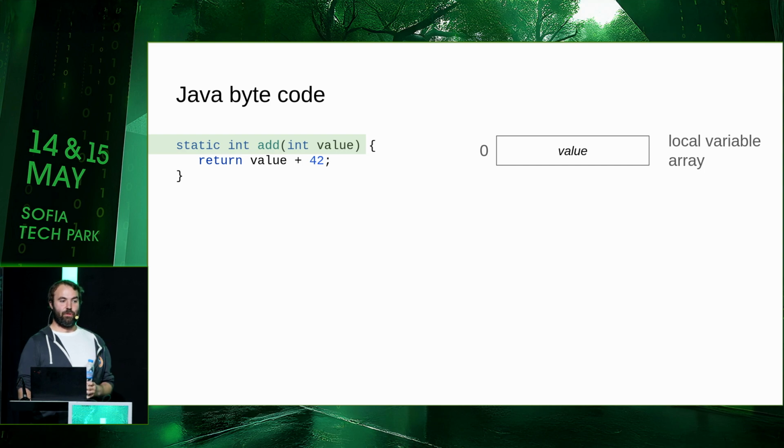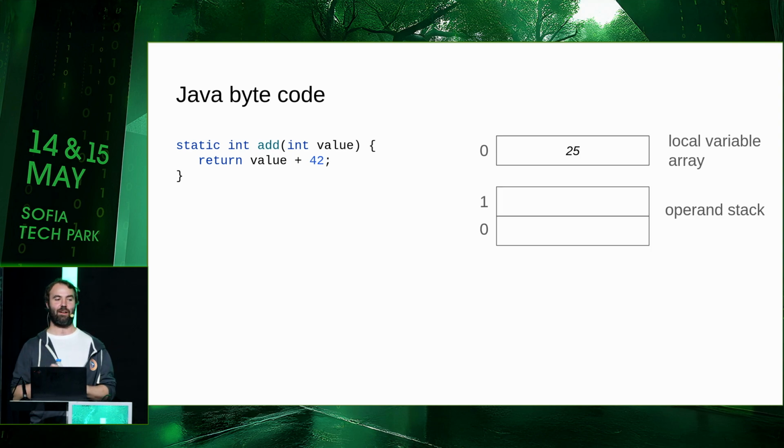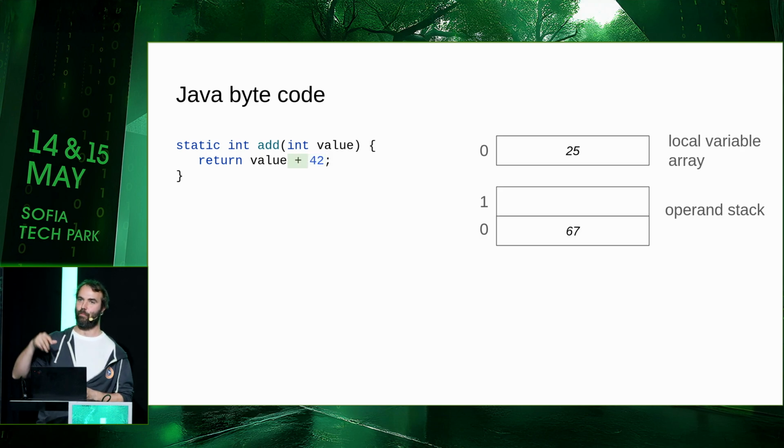So first of all, we have an argument, which is called the local variable array. And then basically, for example, you will have supplied the number 25 to the function add. And then we have this operand stack, which is the stack language. And then we have instructions, so how operand languages work. First, we load the value onto the stack, first thing. Then we load 42 onto the stack, 42. Then we execute plus, pop the two top values and push back the result. And then we pop the last value of the stack and return it to the person who called the method.